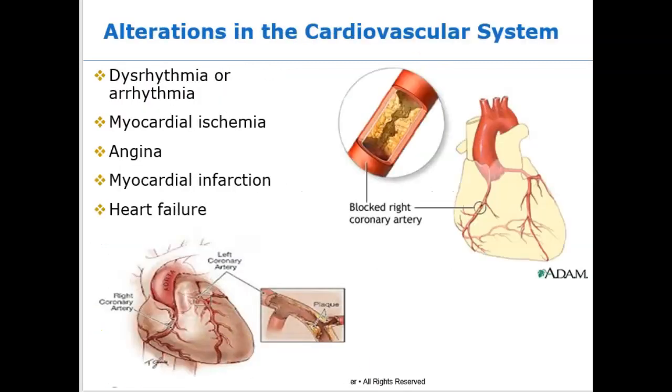Next one. Alterations in the cardiovascular system can be due to many factors, including dysrhythmias or arrhythmias, myocardial ischemia, which is where you have cardiovascular disease in the major arteries that are part of the heart, so they're not getting the blood flow that they need. So you have ischemia, and ischemia is where you are not getting adequate perfusion. Stable and unstable angina. I say angina, Belinda says angina, either one is fine. Myocardial infarction, which is a heart attack, and heart failure.